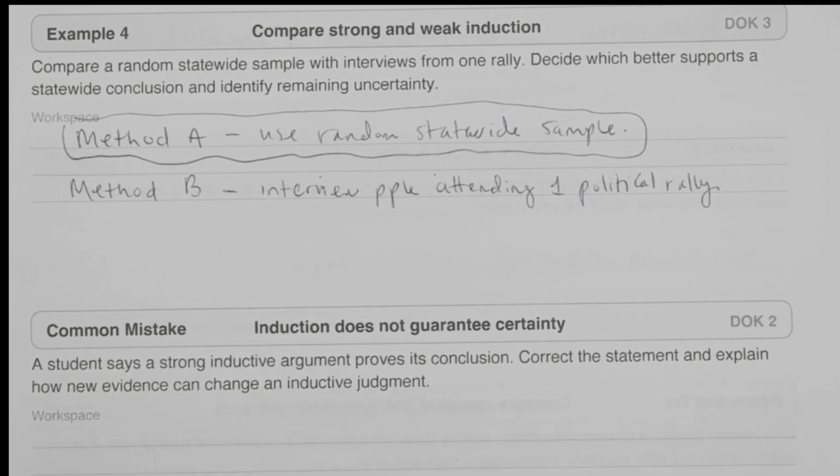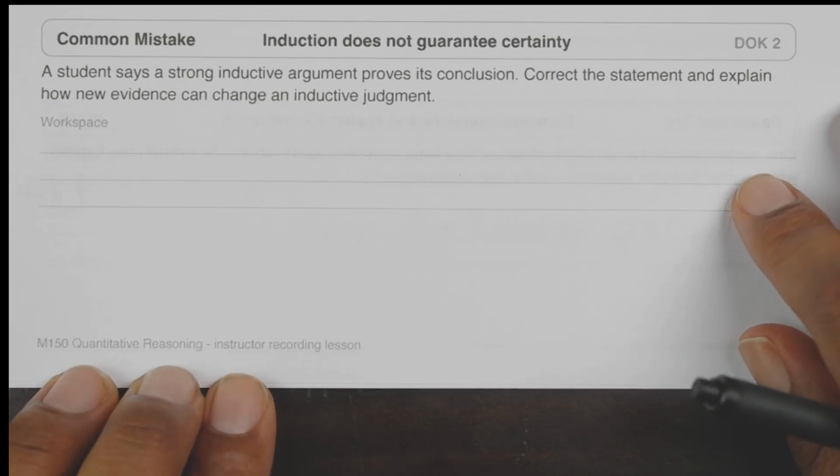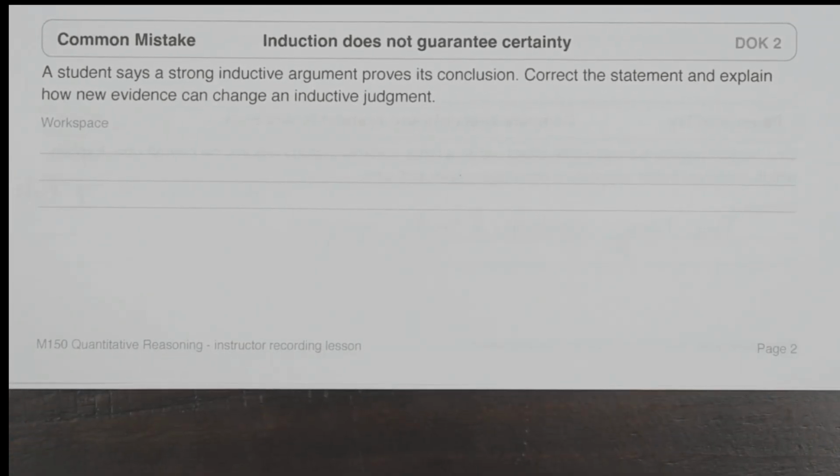Common mistake: induction does not guarantee certainty. A student says a strong inductive argument proves its conclusion. Correct the statement and explain how new evidence can change an inductive judgment. So the student thinks that an inductive argument proves its conclusion, which is incorrect. Here's the thing: a strong inductive argument means the evidence gives the conclusion substantial support.